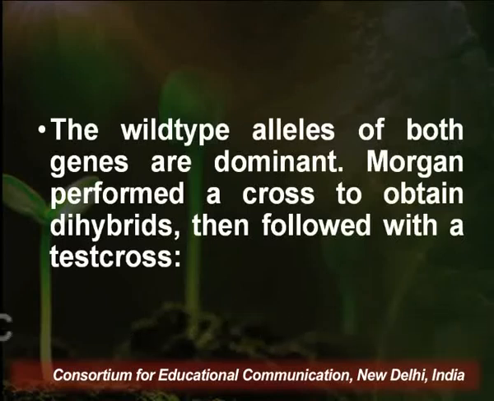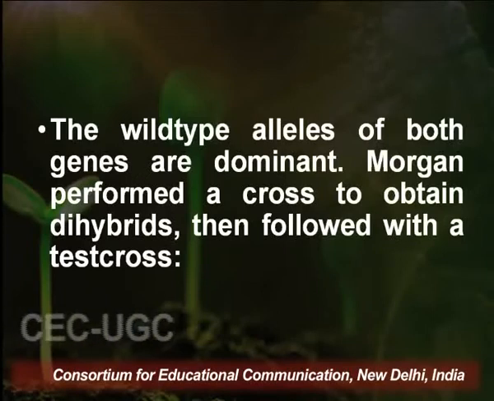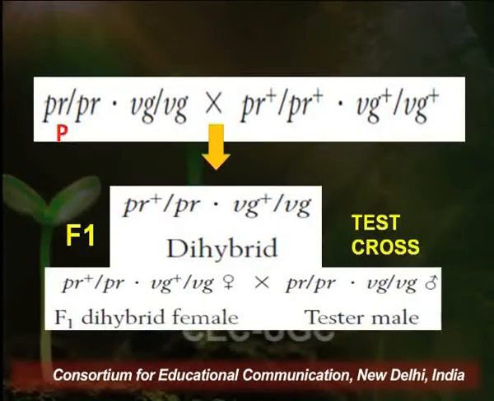Learners, you should appreciate why he went for a test cross in the first place. Let us first look at this cross. The parental genotypes, as you can see on your screens, are pr+ pr+ vg+ vg+ as one parent and the recessive one on the other. So the F1 dihybrid formed had all the flies with red eye color and normal wings. So far so good.